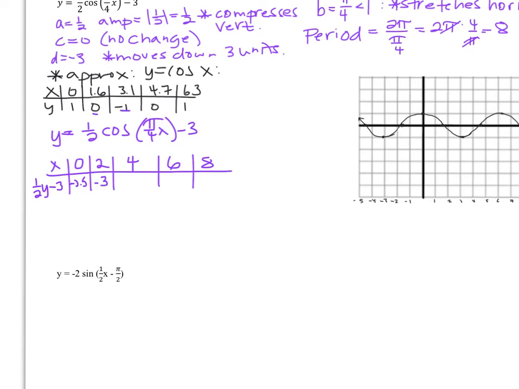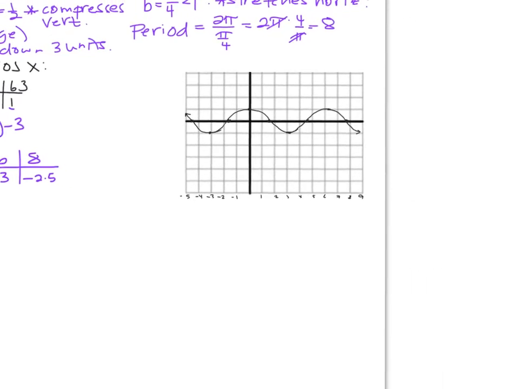When y has an output of -1, 1/2 times -1 is -1/2. Minus 3 would be -3.5. Back to 0, that means our output 1/2 times 0 minus 3 goes back up to -3. And when y has an output of +1 over here at the end, 1/2 times 1 minus 3 is -2.5. Let's take a look at how that is going to affect the shape of our graph.